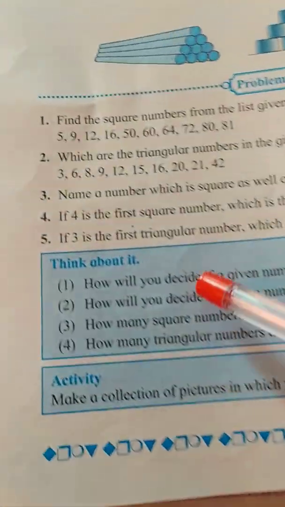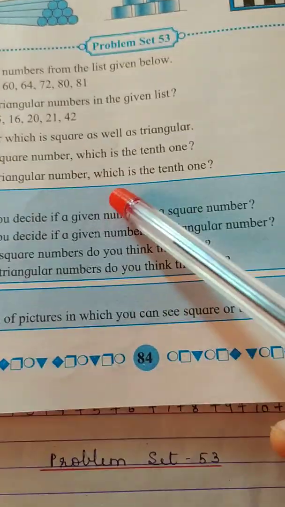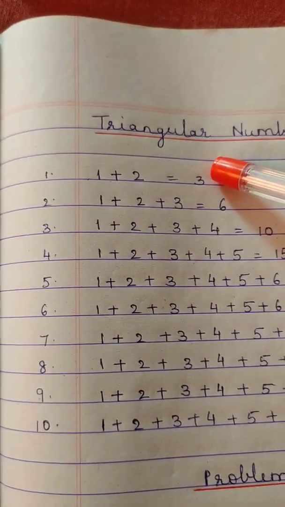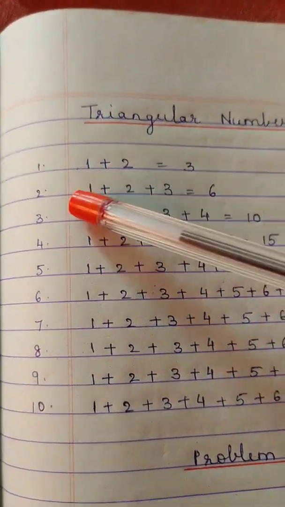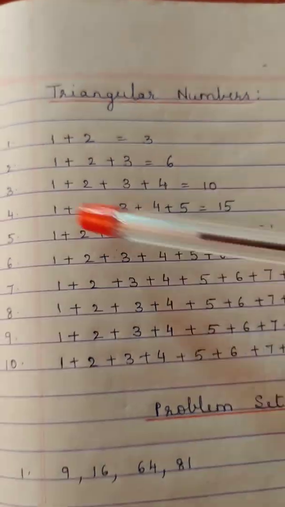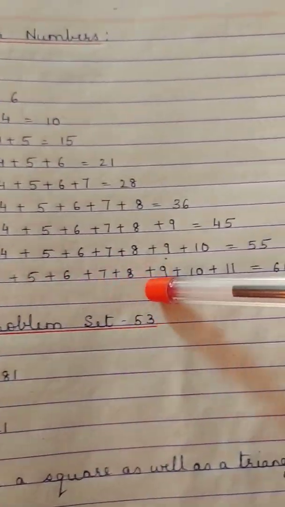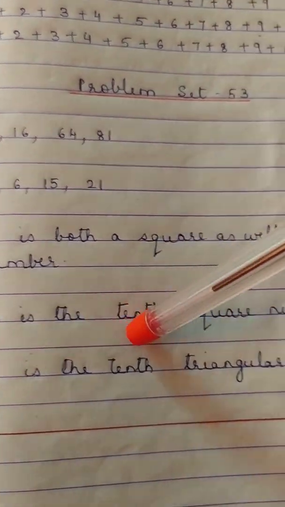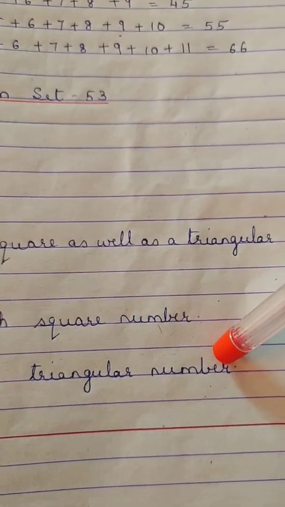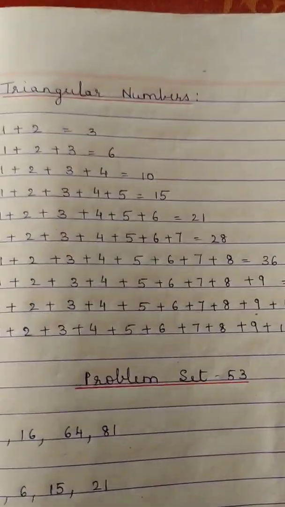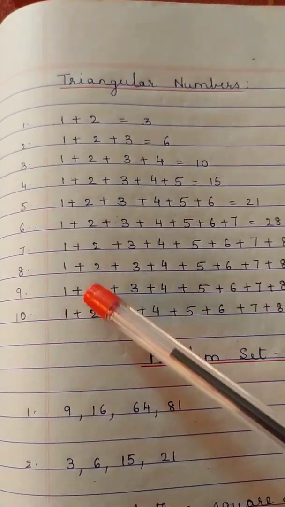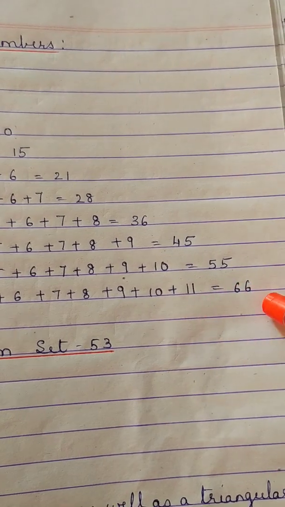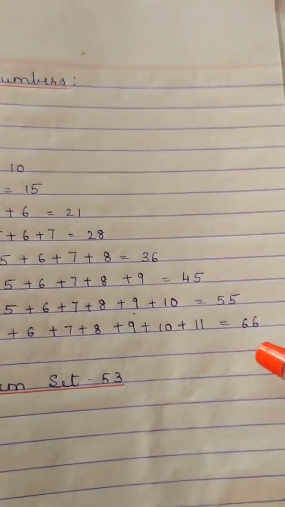Okay. Fifth question, if 3 is the first triangular number, which is the 10th one? Now this is 3, which is the first triangular number, which is the 10th one? That means you have to keep adding like this. And when I come to the 10th number, what is the answer that I get? 66. So your answer is 66 is the 10th triangular number. Okay. So to find out the 10th triangular number, I have to do 1 plus 2 plus 3 plus 4 up to 11. And then I get my number 66.